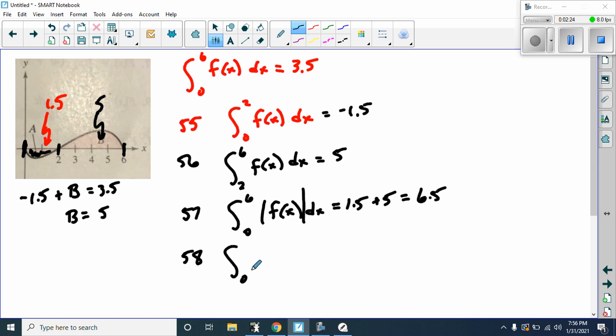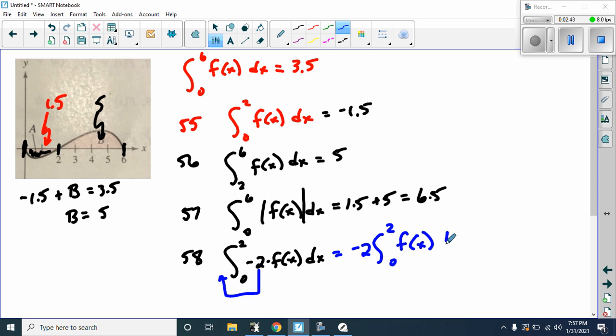58, it wants the area from 0 to 2 of negative 2 times f of x dx. We can take any coefficient, as long as it's a number, a constant, and move it out front. Negative 2 times the integral from 0 to 2. And we already found what this was up in 55. So we got negative 2 times negative 1.5, which is 3.